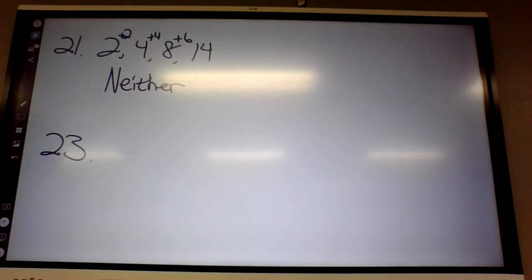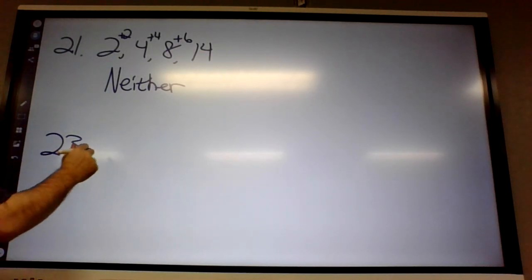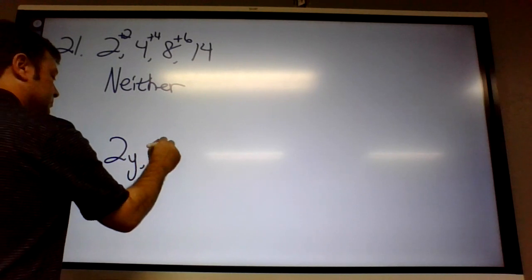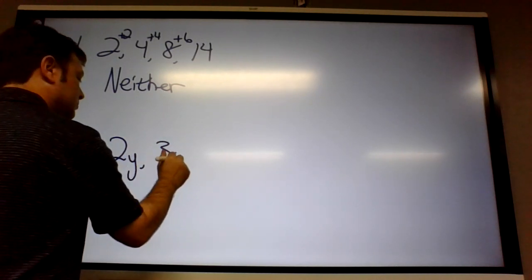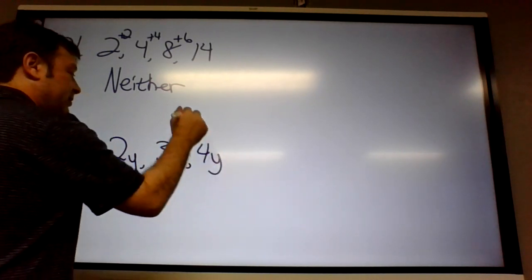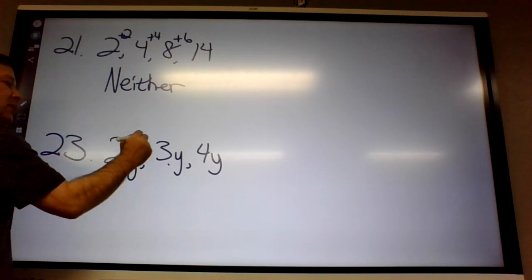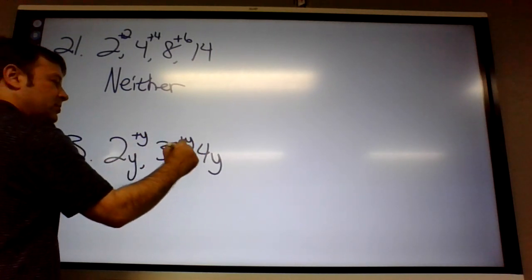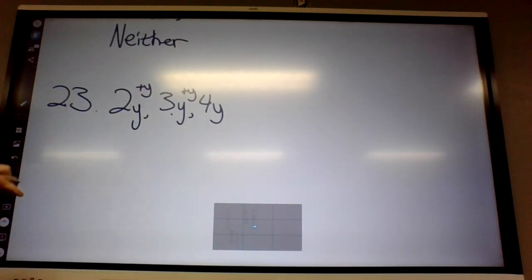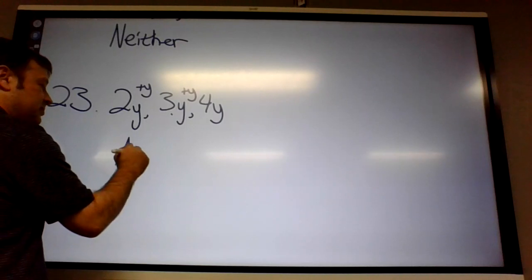You know, I think there's something wrong with this ratio. Okay, 23, 2y, 3y, 4y. Alright, how do we get from 2y to 3y to 4y? Plus y, right? 2y plus y is 3y. 3y plus y is 4y. So if we're adding y over and over, it is an arithmetic sequence.